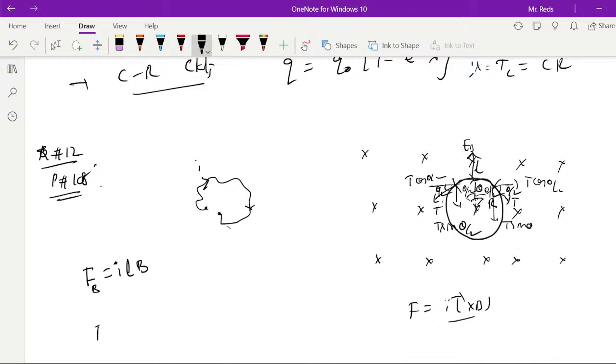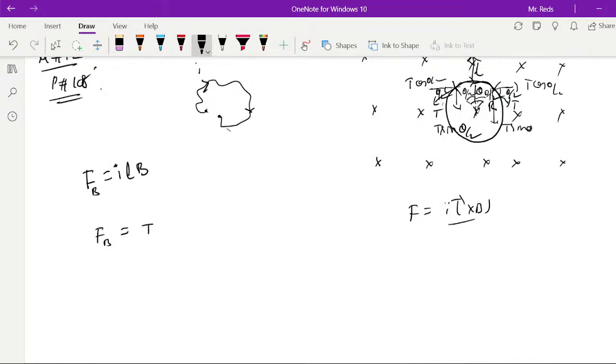So you can see that this magnetic force is provided by the tension, or you can say the net tension acting on this. The magnetic force is nothing but I into L. Here the length of this arc, if this is a radius r, can be taken as L is equal to r theta. So I B into r theta will be equal to the net tension component, T sin theta by 2 plus T sin theta by 2, which becomes 2T sin theta by 2.